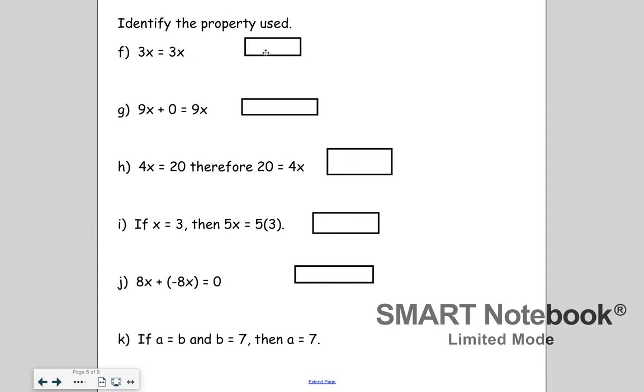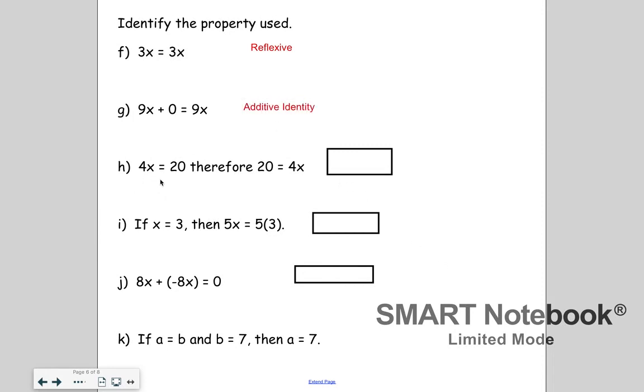All right, this one, something equals itself. If you look at the top of the paper, that's reflexive. Over here, I see adding, so that's going to lead me to addition properties. I'm adding 0. When I add 0 to something, I get itself. And if you see that, you can match that up with additive identity.